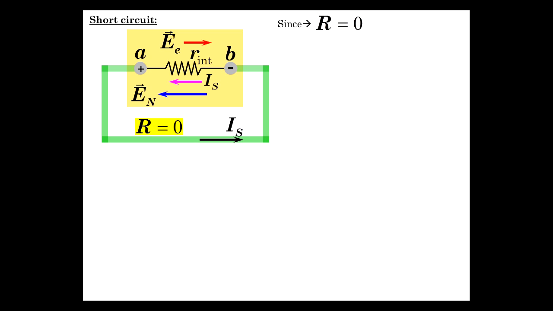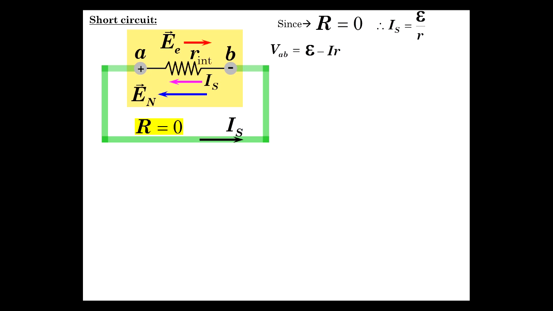Now since the external resistance is zero, it's easy to see then that with this resistance zero, the only resistance left in the circuit is the internal resistance. So what's the size of this short circuit current? It's simply the EMF produced by this non-electrostatic E field divided by the resistance of the circuit, which is now the little r, or R internal. So that is the short circuit current.